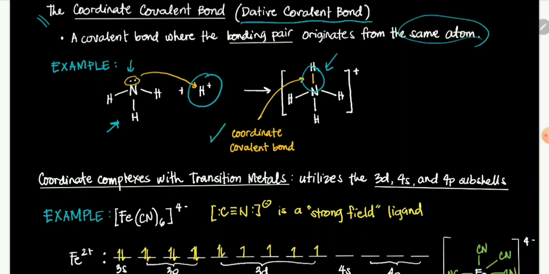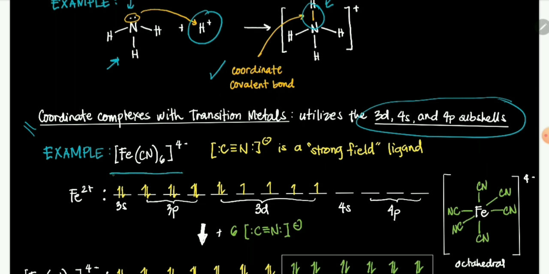So, this coordinate covalent bonding is common to coordinate complexes with transition metals. Okay? So, na-utilize ng transition metals yung mga empty 3D, 4s, and 4p orbitals niya or subshells niya to accept electrons from your ligands or to accept coordinate covalent bonds from your ligands. So for example, we have the hexacyanoferrate kasi anim yung kanyang cyanide, okay, na ligands. Tapos yung inyong ion dyan ay Fe2+, so the overall charge is 4-.